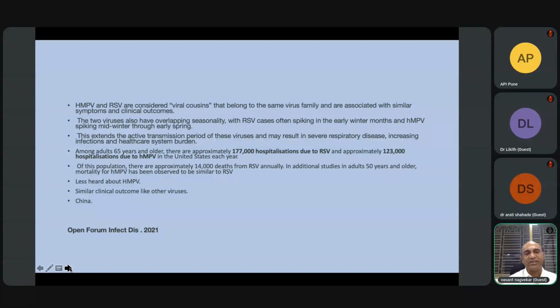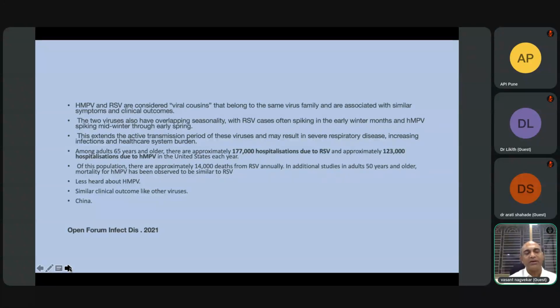Maybe the testing facilities are not available in many places, or because of the cost factor it's not being tested, and that could be the reason why less of HMPV or RSV is being heard. The clinical outcome would be more or less the same as influenza A, influenza B, RSV or the metapneumovirus. Almost all will have the same clinical outcome.